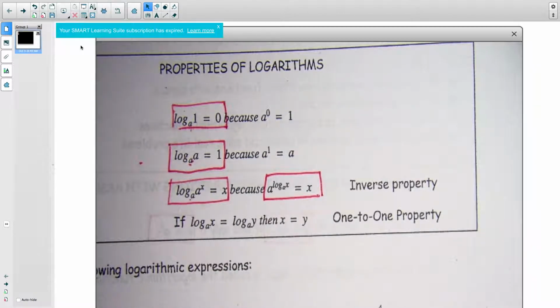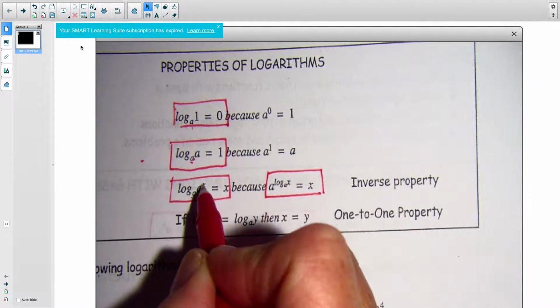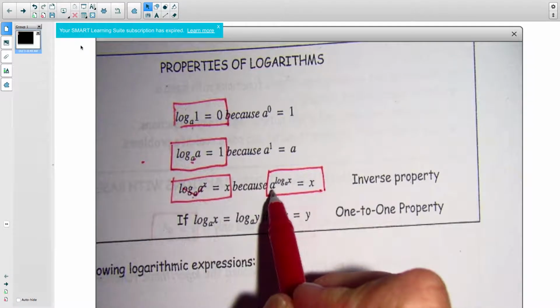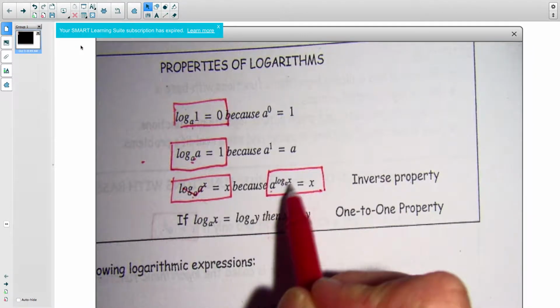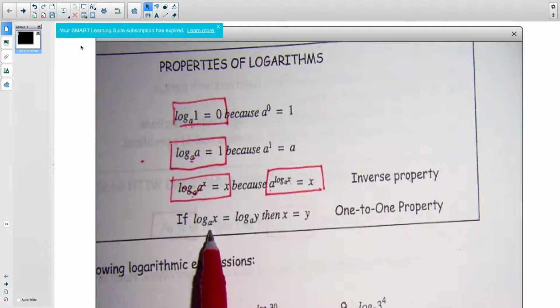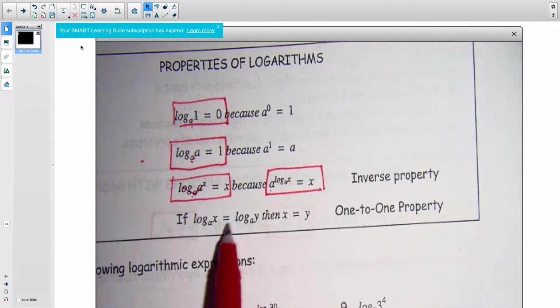And for these two rules, if I see a log and I see these two bases are the same, I think to myself, oh, they cancel out, so I get x. Here, I have an a raised to the log of the same base. They're going to cancel each other out and get x. And then we have that one-to-one property like we had yesterday: if I'm taking the log base a of an algebraic expression, it equals log base a of another algebraic expression, then those two algebraic expressions are equal. So let's look at these rules and apply them.